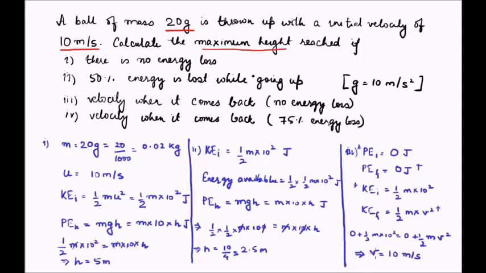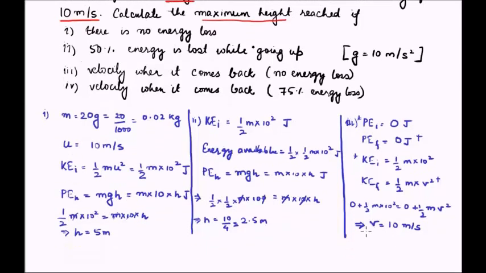Now the final part of the question asks us to find the velocity when it comes back and there is 75% energy loss. I will do it over here. This will not take a lot of space. So the fourth part says that there is a 75% energy loss. So 75% energy loss from what? From the initial potential plus kinetic energy. Therefore, the final potential plus kinetic energy will be 25% of initial.